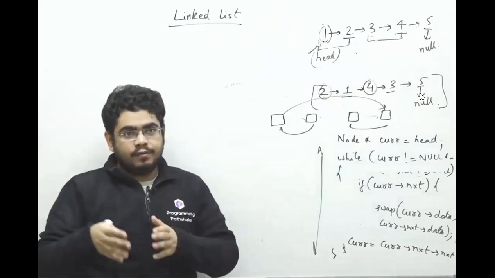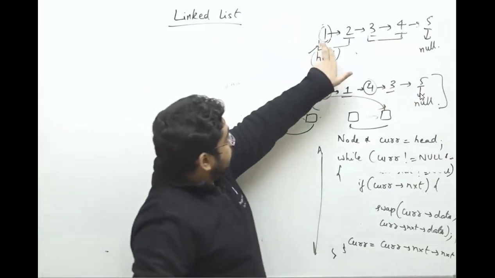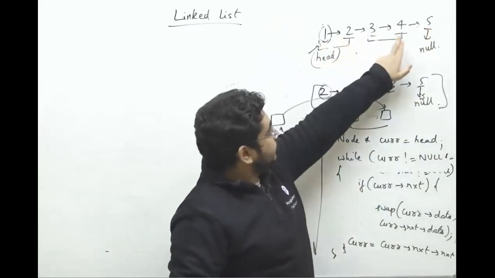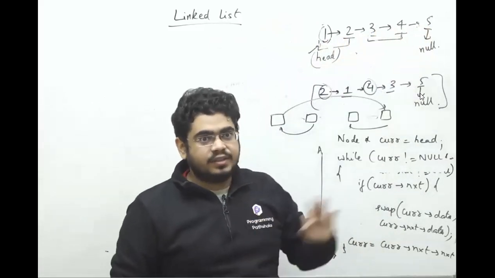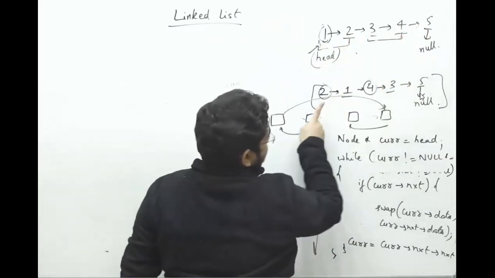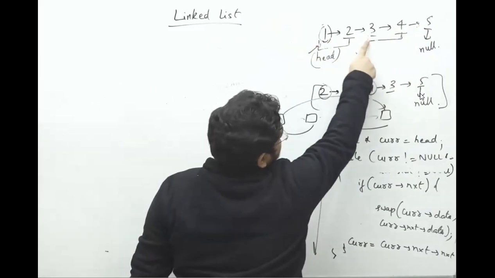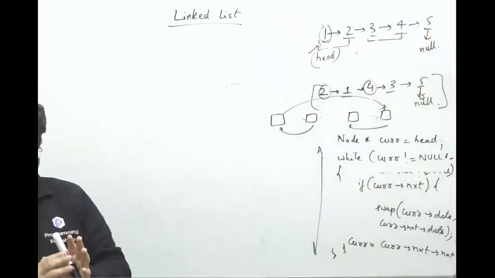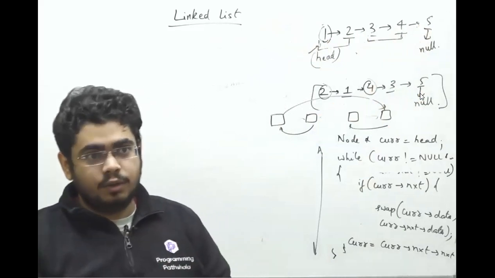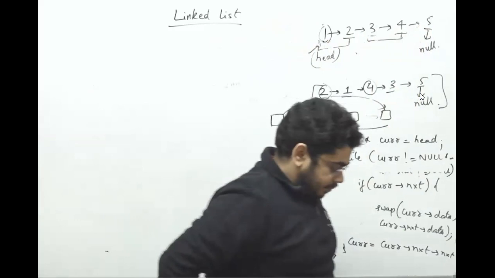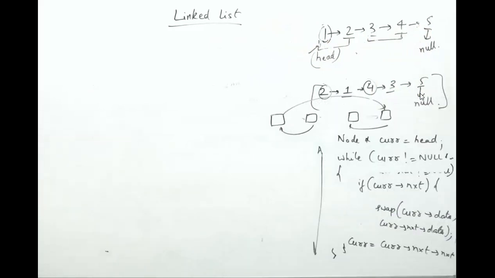Like their relative ordering, that is the odd positions, their relative ordering, and even positions, their relative ordering are exactly the same in the last linked list. So 2, 4 was there, here also 2, 4 is there. 1, 3, 5 is there, here also 1, 3, 5 is there. So relative ordering of odd nodes and even nodes has not changed. Can everyone see that? Yes or no?